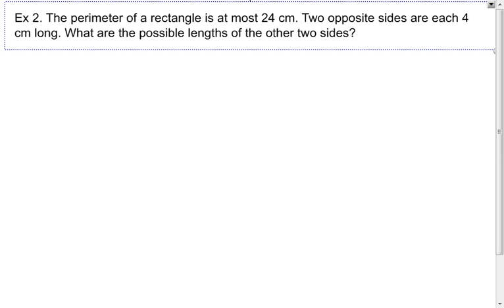Okay, go back to example 2. We skipped this one. The perimeter of a rectangle is at most 24 centimeters. So, there's a rectangle. Two opposite sides are each 4 centimeters long. So opposites would be like this one would be 4 and this one would be 4. What are the possible lengths of the other two sides? Now, if it's a rectangle, these two sides are going to be the same.